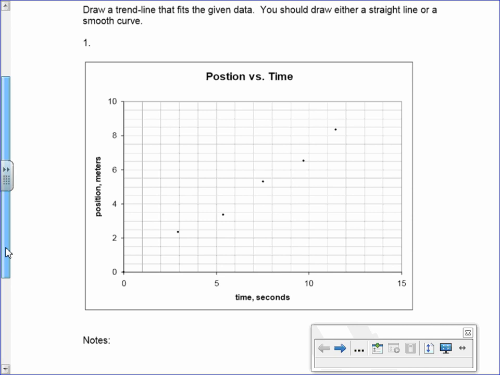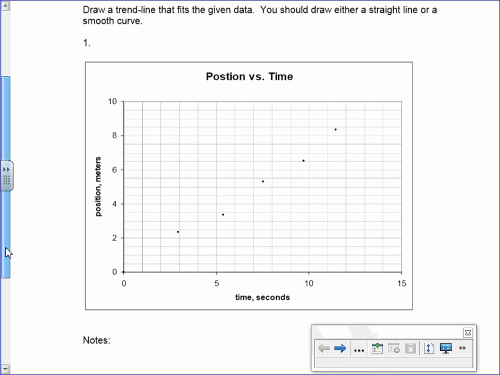So for example, one thing that is not right is connect the dots. This is not how we draw trend lines. That is an acceptable way to draw graphs in some circumstances, but that is not trend lines. So in your notes you're going to write, don't play connect the dots. Get that in your notes. Don't play connect the dots. Okay?